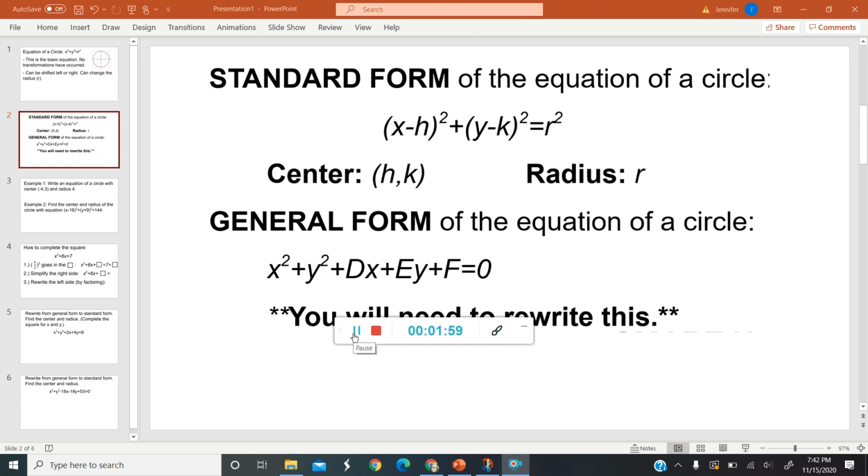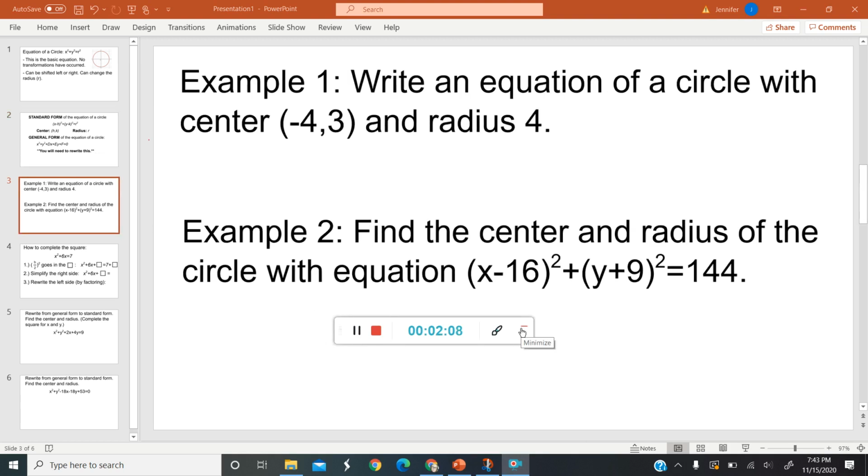However, while you're here, go ahead and write down at least the standard form so that you know where the center and radius are for each of these. Then I want to start with a pretty basic example, or a couple of examples, where the first one is: write an equation of a circle with a center at (-4, 3) and a radius of 4.